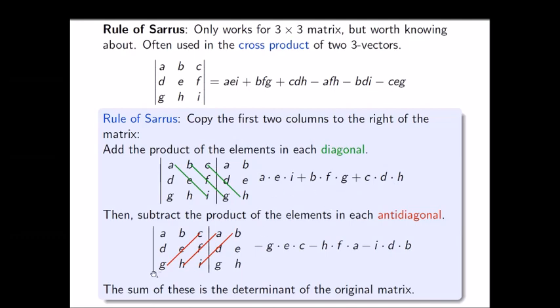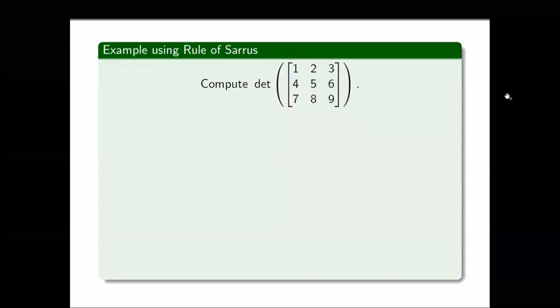And then we draw the 3 anti-diagonals. Each anti-diagonal has 3 entries. We take their product, and then we multiply that by -1, and then we add it to the first sum that we found here, and that tells us that we get the same formula as this. So the sum of these is the determinant of the 3 by 3 matrix.